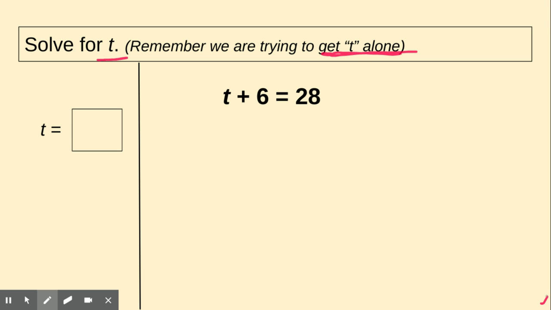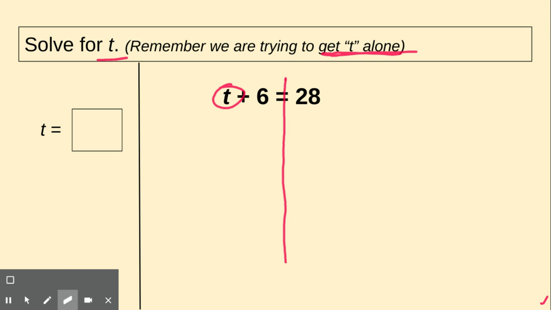Basically, we'll be trying to get t alone on one side of the equal sign. So to start these problems off, I like to draw a line straight down my equal sign because that's going to separate both sides of our equation. On the left side, we have t plus 6, and on the right side, we have 28. So we are trying to get t alone here. How am I going to get t alone?